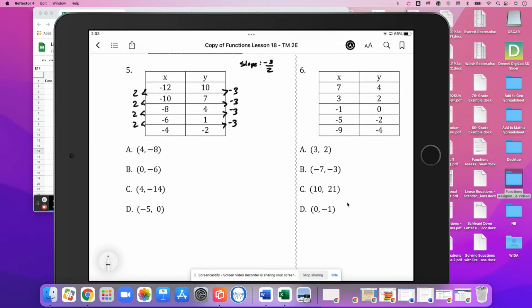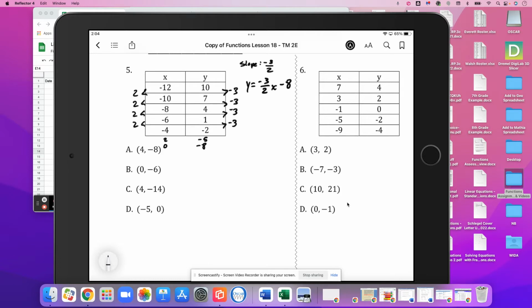And so probably the easiest way in this case to find it is going to be to extend the table. And so if we go up by 2, we get 2. If we go up by 2 more, we get 0. If we go down by 3, we get -5. If we go down by 3 more, we get -8. So our y-intercept is -8. And so our equation would look something like y equals -3 over 2x plus, oops, not plus, minus 8.